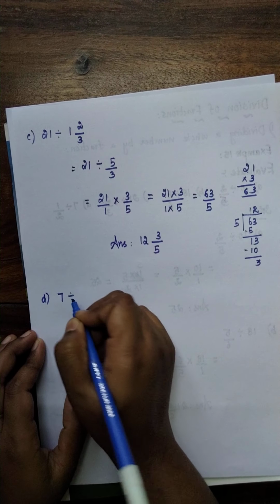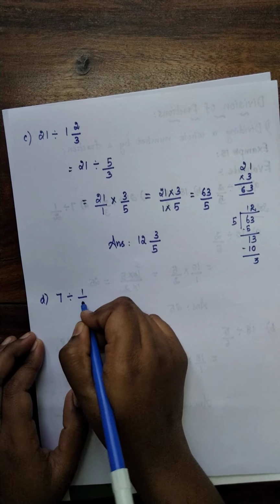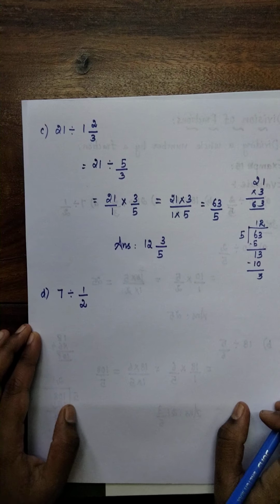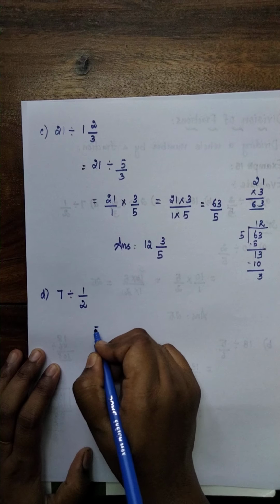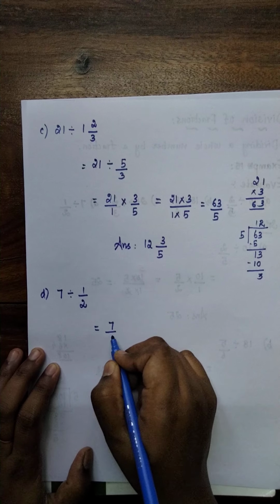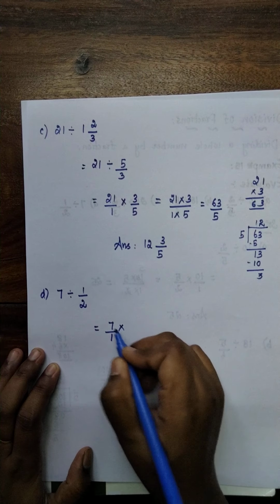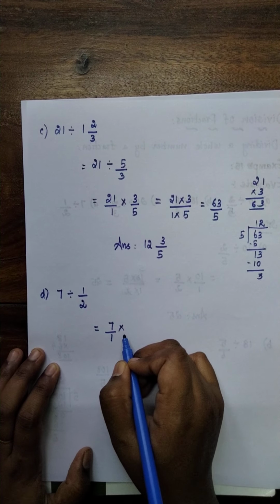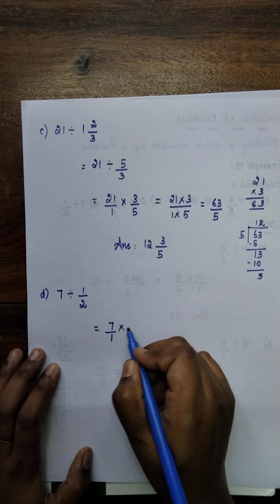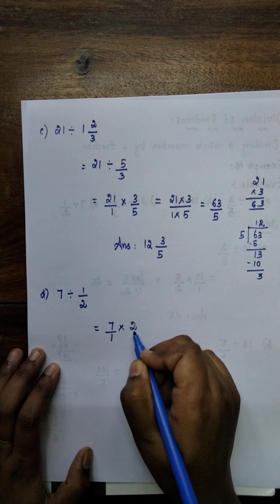7 divided by 1 by 2. Same procedure. First write the whole number as 7 by 1. Then change the division symbol into a multiplication symbol. Then take the reciprocal of 1 by 2, that is 2 by 1.